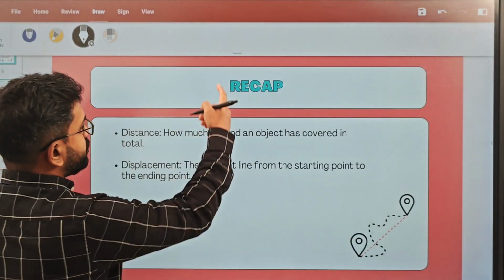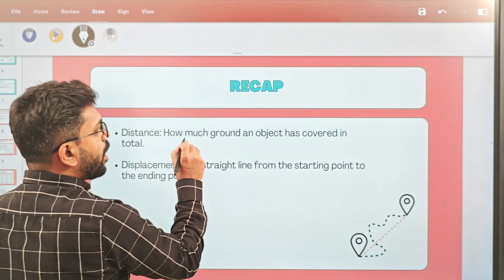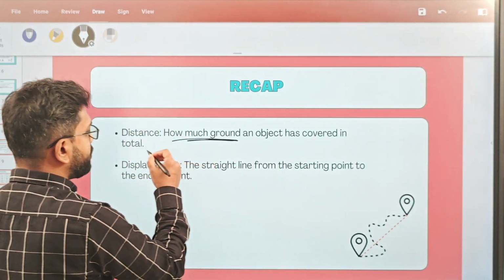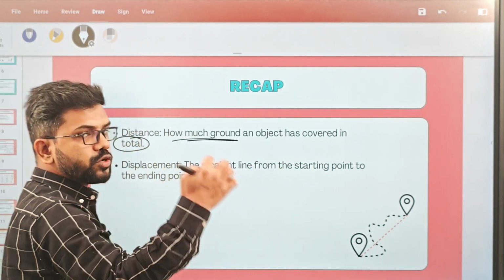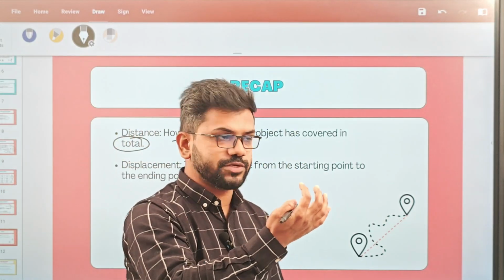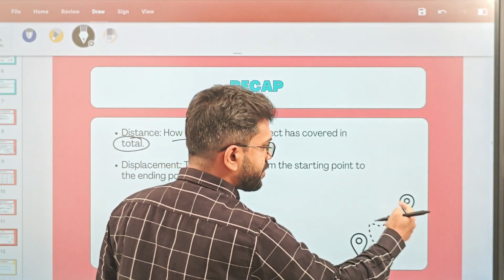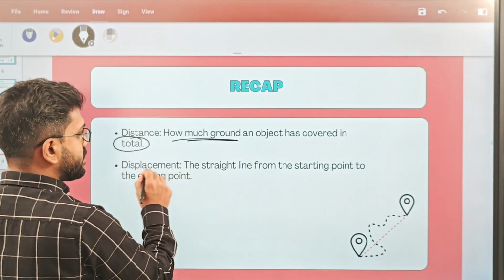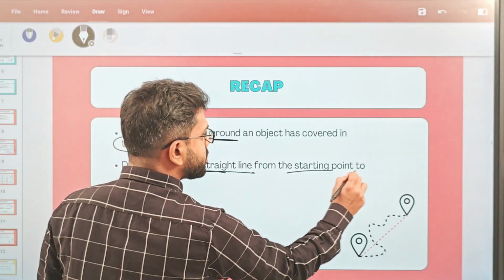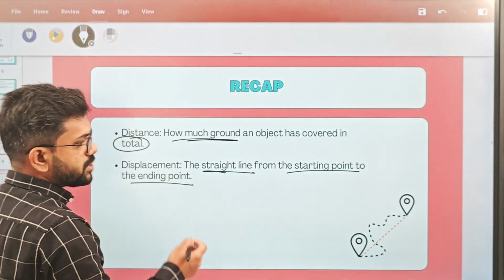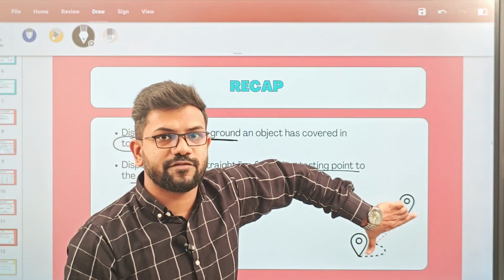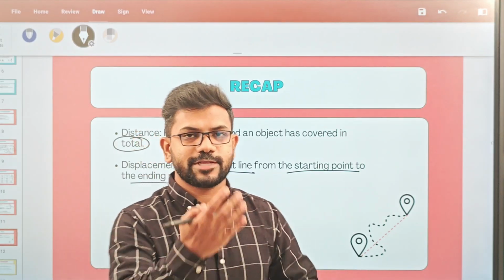All right. To recapitulate, distance is how much ground an object has covered in total. So the total path covered by an object. Okay. Even if you go a zigzag path, the total path that you have covered is the distance. And displacement is the straight line from the starting point to the ending. In other words, you can say shortest path covered between any 2 points. That's all. Thank you.